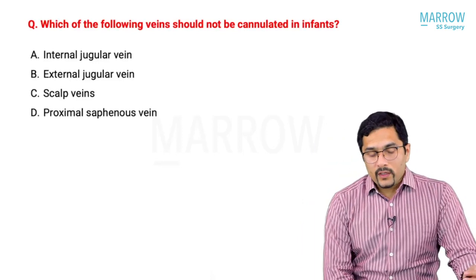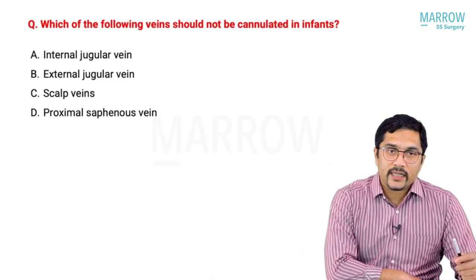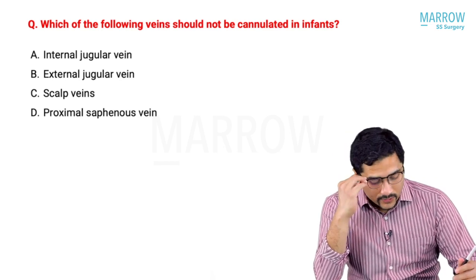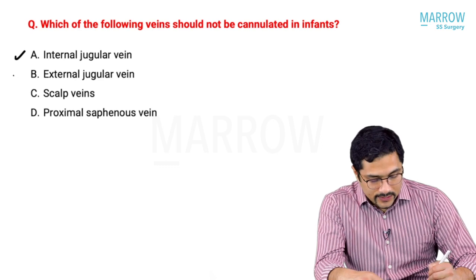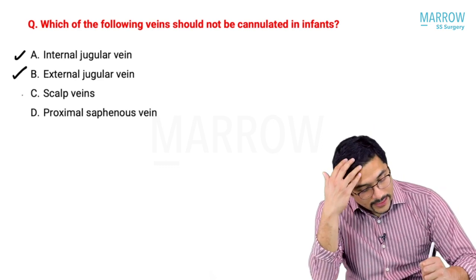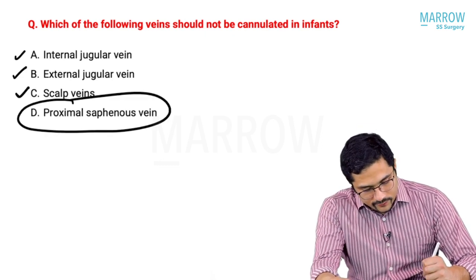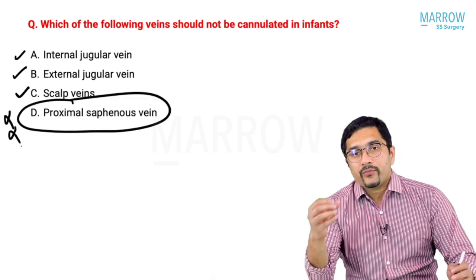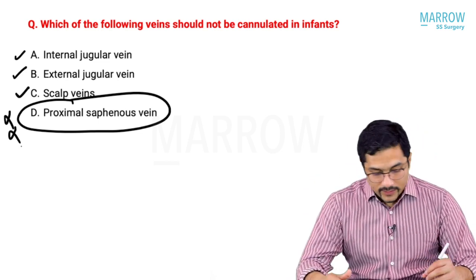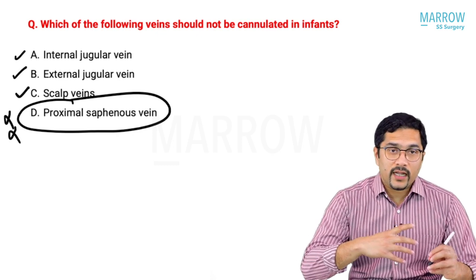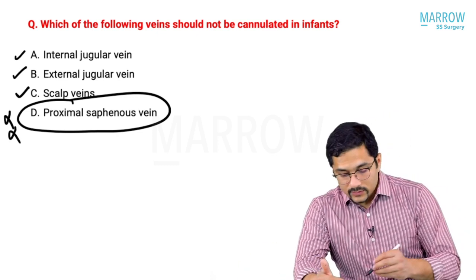Which of the following veins should not be cannulated in infants? If an infant is coming with dehydration, you want to put in a cannula. Which of the following veins will not be used? Internal jugular we can use, external jugular we can use, scalp veins in infants as well. Proximal saphenous vein is not used. We can do intraosseous infusion in children as well, right? So, we won't use the proximal saphenous vein. The distal saphenous vein is used for venous cut downs.